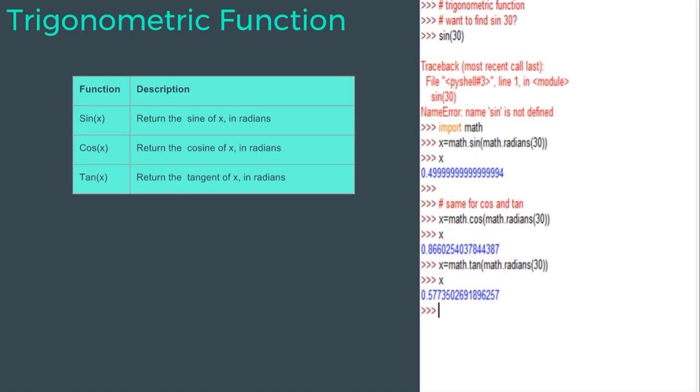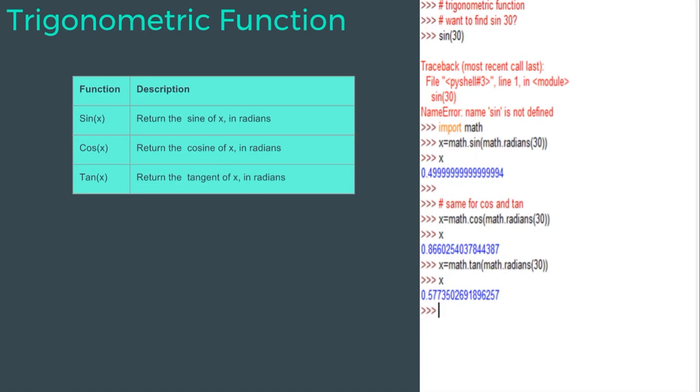Before that you have to import the math file. So the first step is import math. After that, for sine 30 you have to write x is equal to math.sin in small brackets math.radians of 30. It will give you the answer of sine 30.